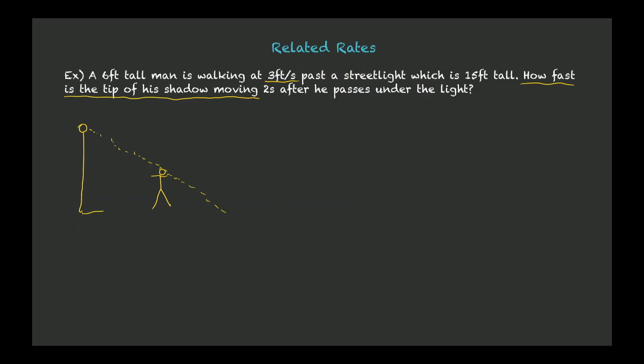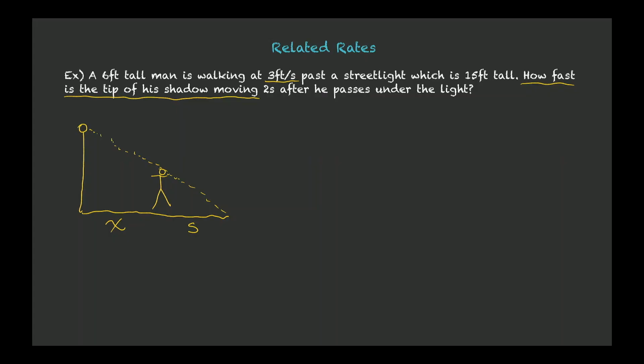Now, when we're drawing this picture and we start to assign variables, we only want to put variables on things that are changing. So for example, his shadow is growing, so we would want to put an S there for shadow maybe. He's also walking away from the street lamp, so we're going to put another variable there. I'm going to just say x, for the distance from the man to the streetlight.